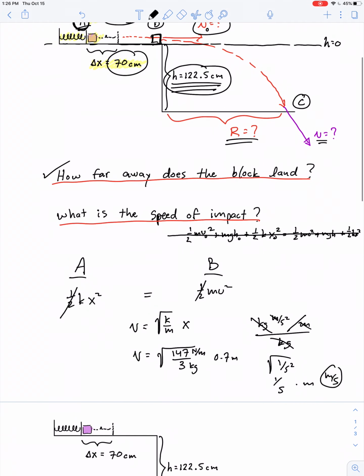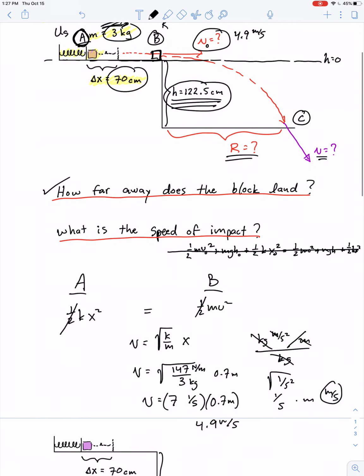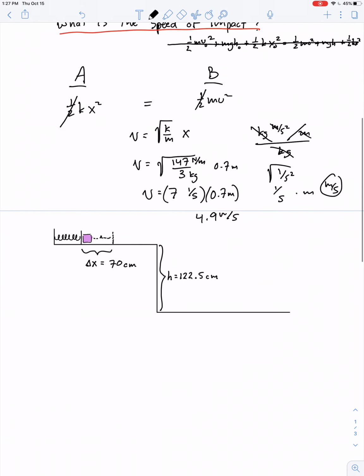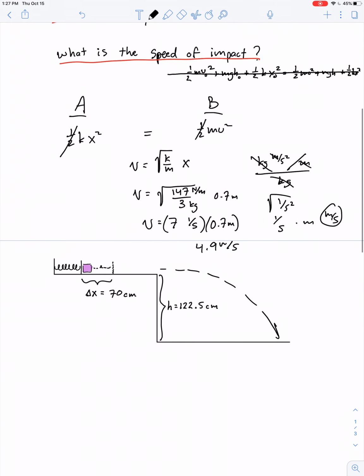Okay, well, do the number crunching. 147 divided by 3 is 49, and the square root of that is 7. So V is 7 inverse seconds multiplied by 0.7 meters, which gives us 4.9 meters per second. That's how fast it's flying horizontally off the edge.